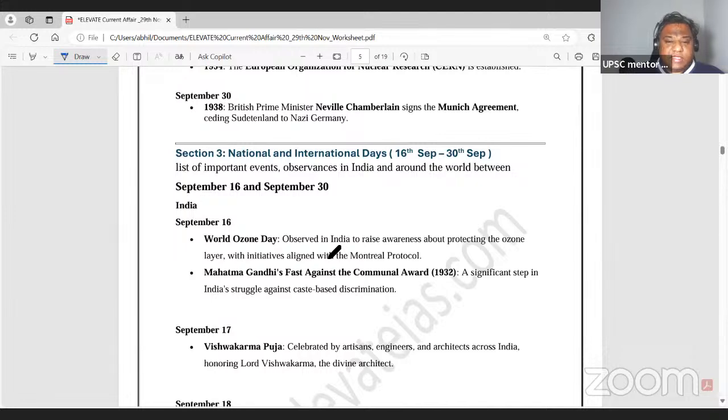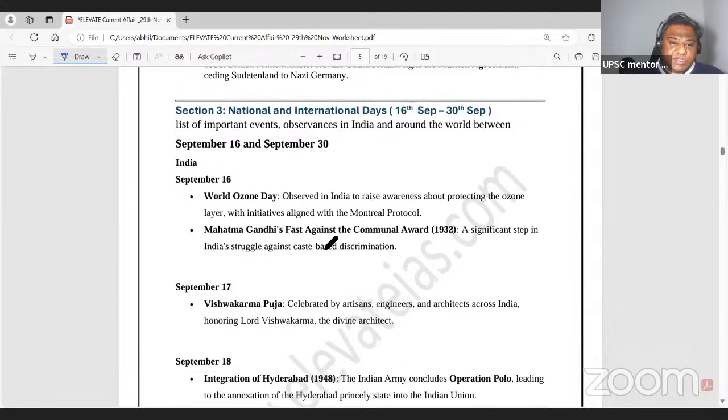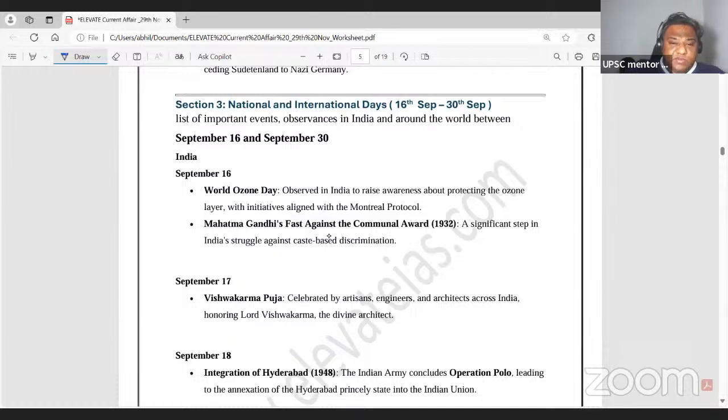So, what are the international days which are observed during this duration? September 16th is called World Ozone Day, and it happened because of the Montreal Protocol. These are all MCQ type questions which come.